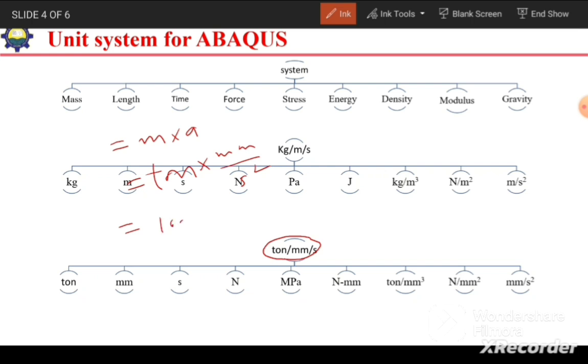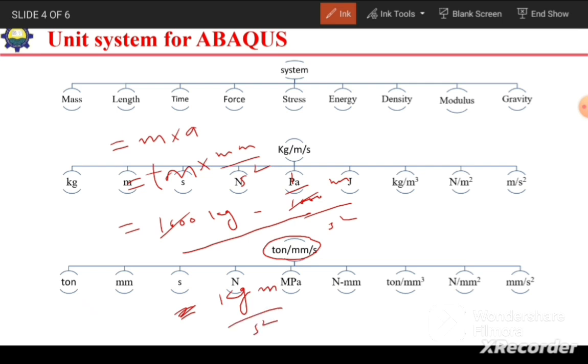So it will become 1000 kilogram, and for millimeter we can write 1 over 1000 meter, divided by second square. So this 1000 will be cancelled out with this 1000, so it will become kilogram meter over second square. From here we can see that kilogram meter over second square is equivalent to ton millimeter over second square, and we can write it collectively as Newton. So that's why in this unit system, again the unit of force will be Newton.